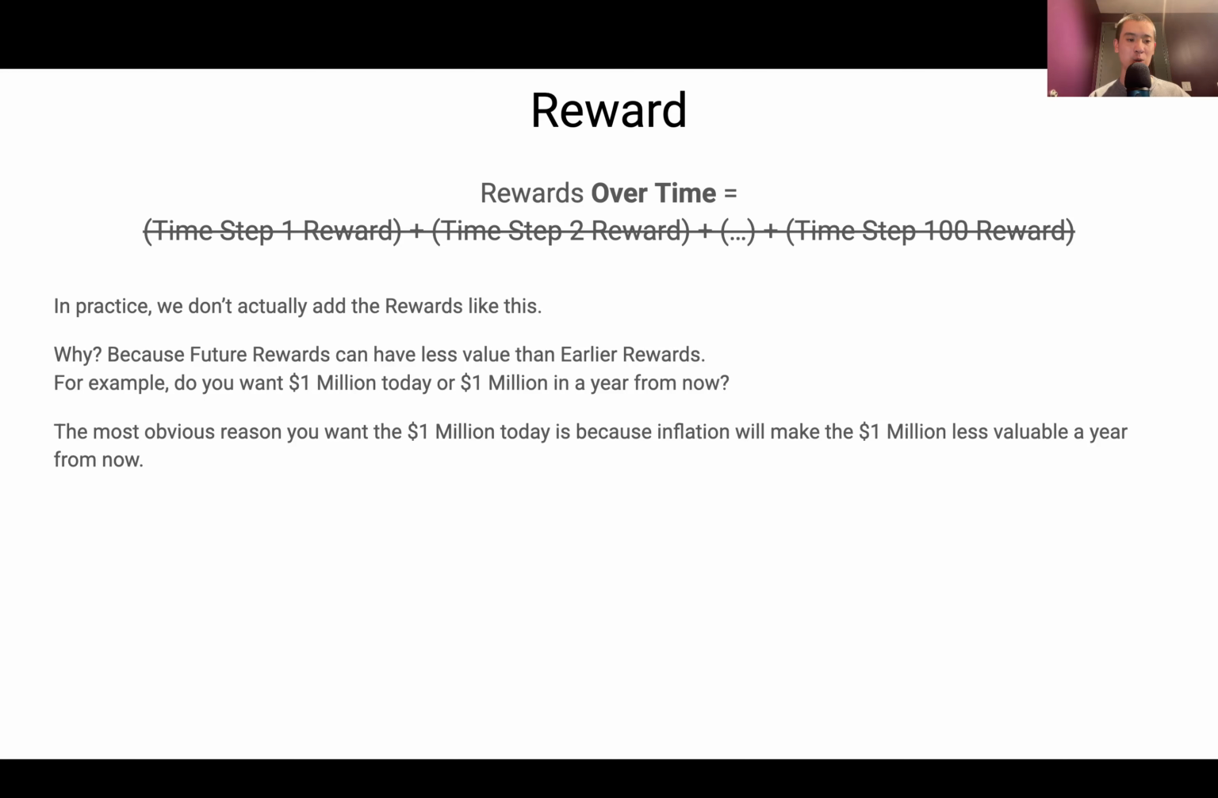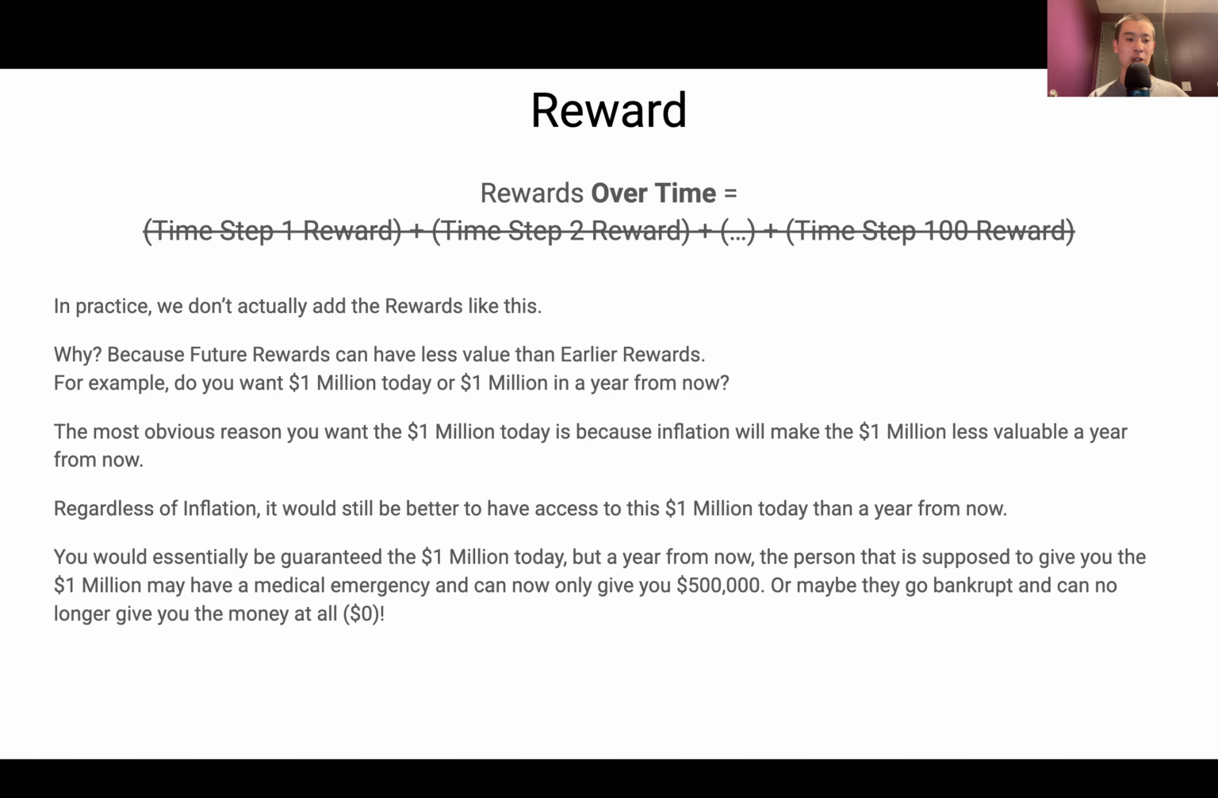The most obvious reason you want the $1 million today is because inflation will make the $1 million less valuable a year from now. Regardless of inflation, it would still be better to have access to this $1 million today than a year from now.